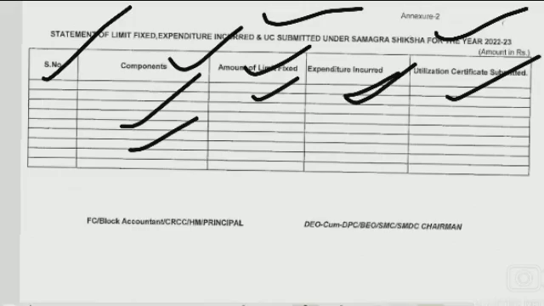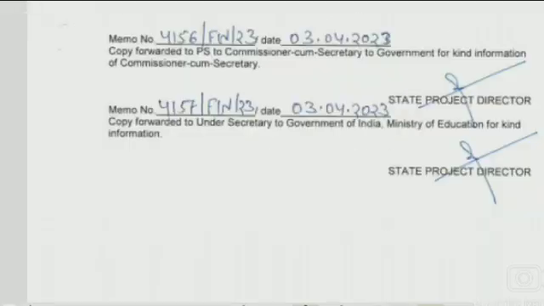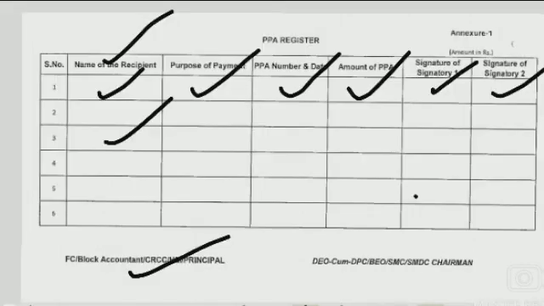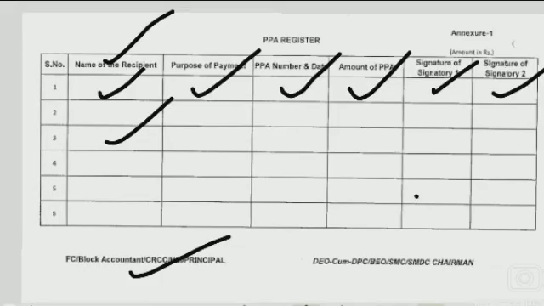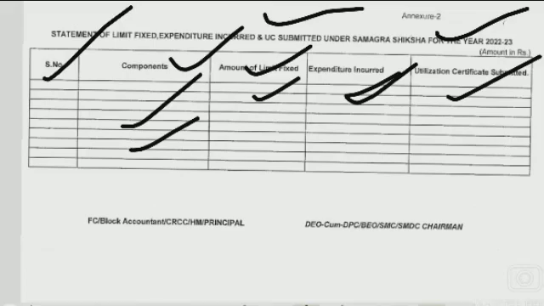So this is the procedure, or these are the modalities. During the submission of UC, if you do this, you don't have to face any problem during further audit or further verification. This PPA register you have to maintain separately in your school, so that at every year ending, when the submission process goes on, you can easily copy from your PPA register, and it will be very helpful for you. So these are the 2 annex documents you have to submit during this UC submission.